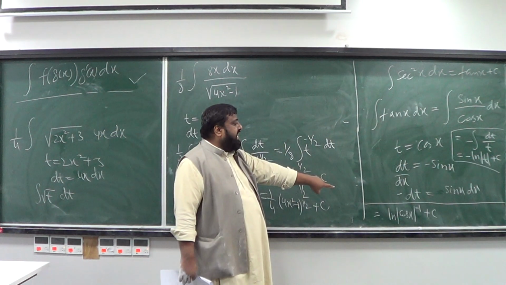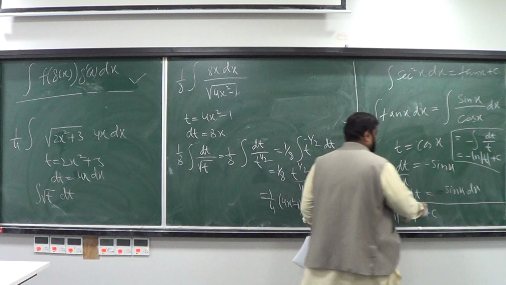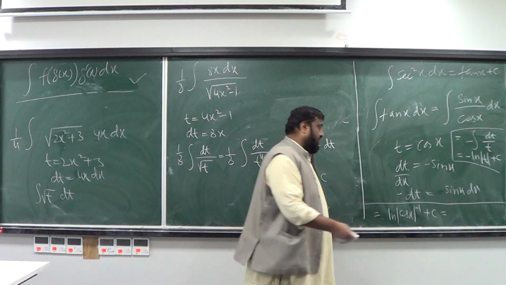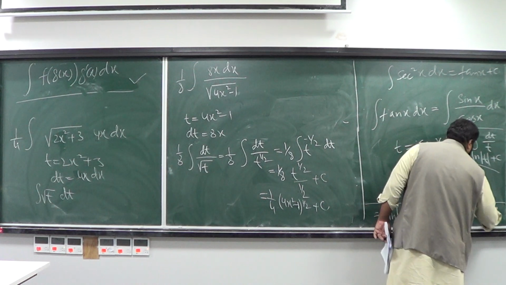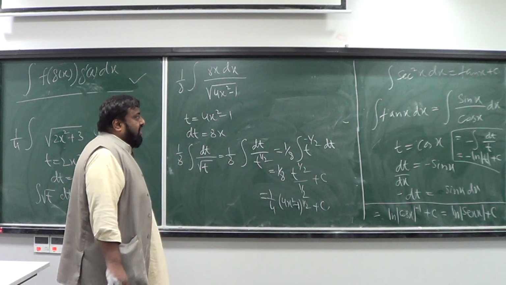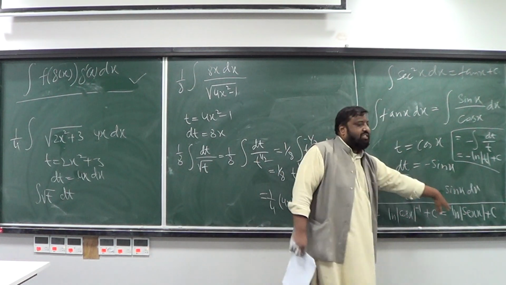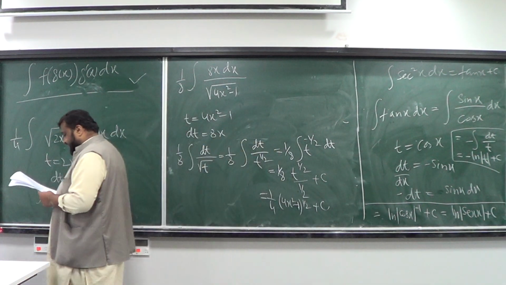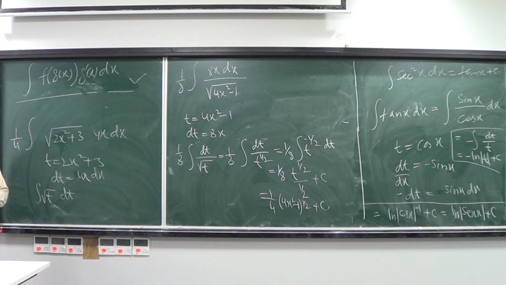Because in log, whatever coefficient you have, you can make it a power. So you can write this as log of the absolute value of 1 over cos x. And 1 over cos x becomes secant x. So the integral of tangent x is log secant x plus a constant c. There is no way that you can guess this function without getting your hands dirty with this result. Okay?